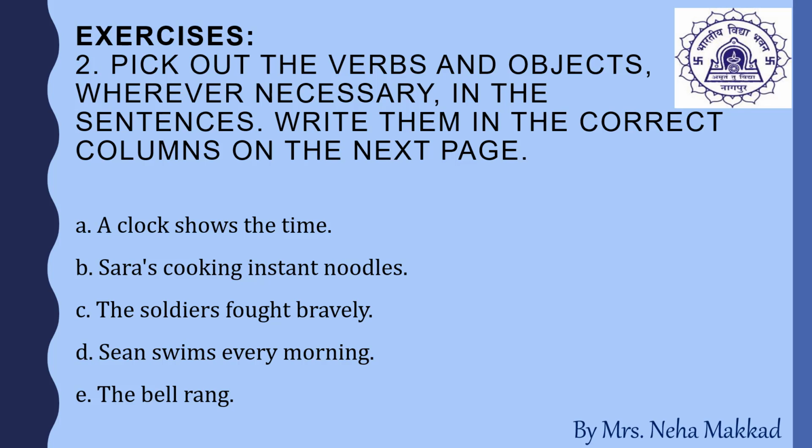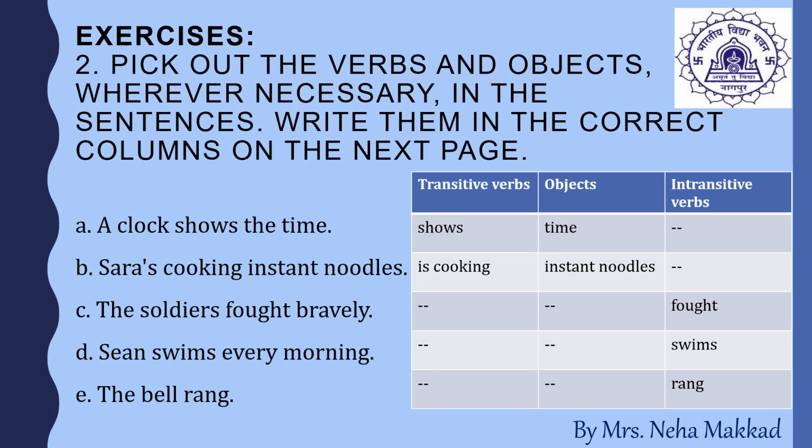The second exercise. Pick out the verbs and objects wherever necessary in the sentences and write them in correct columns on the next page. So here, children, I will read the first sentence. A clock shows the time. So here, shows is the verb and the time is the object. And the act of showing is being passed on to the object, the time. So it is an example of a transitive verb. Sarah's cooking instant noodles. So is cooking is the verb and instant noodles is the object. It is an example of a transitive verb as the action of cooking is being passed on to the instant noodles.